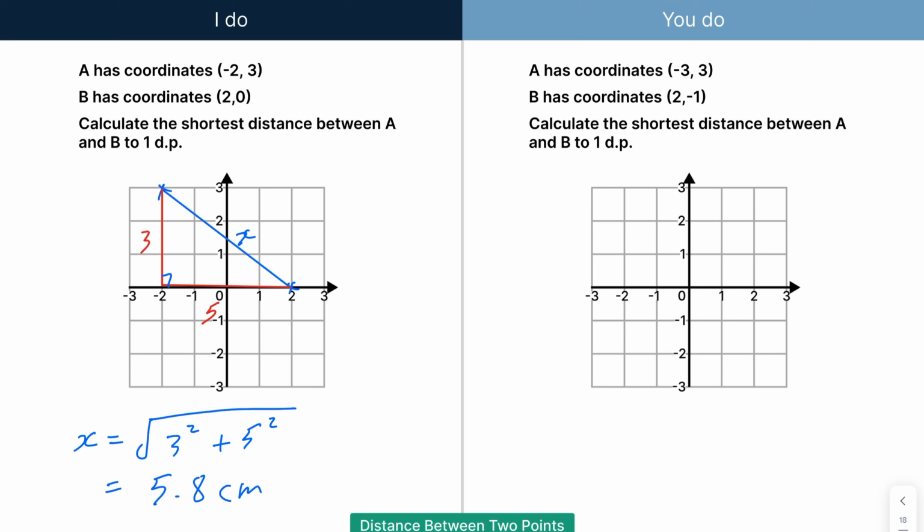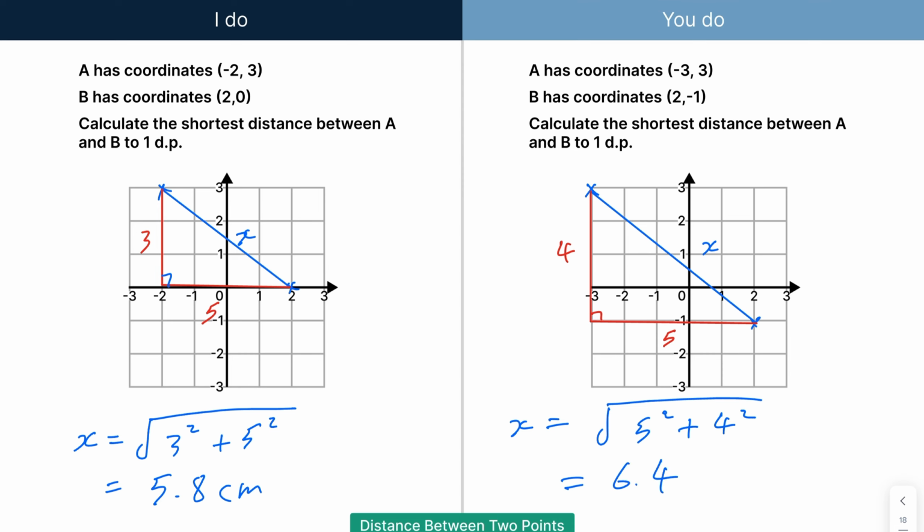And again, on the right, we have minus 3, 3. That's going to be there. We have 2, minus 1. That's going to be there. Connect the 2 together, and then if I use a red line here and here, the height here is 4, the width here is 5, and again, that's a right angle. We can just call this side X, and it's the longest side. So inside the square root, I have a plus in the middle. Square the other 2 sides, and my answer becomes 5 squared plus 4 squared, which is 6.4 centimeters to 1 decimal place.